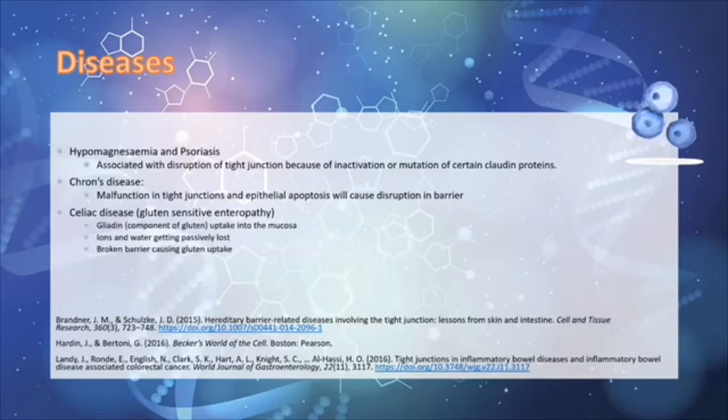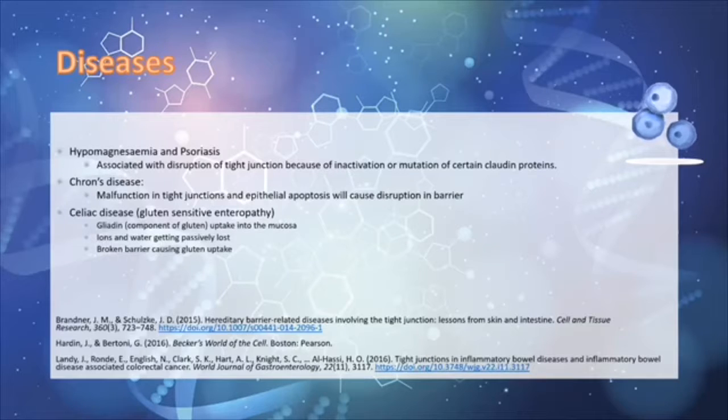Here are some of the diseases that are caused by the disruption of tight junctions. For example, Crohn's disease includes broken barriers because of tight junction malfunction and epithelial apoptosis. Another example is celiac disease, where the disruption of tight junctions causes intake of gliadin into the mucosa, which is in the first phase of the disease.